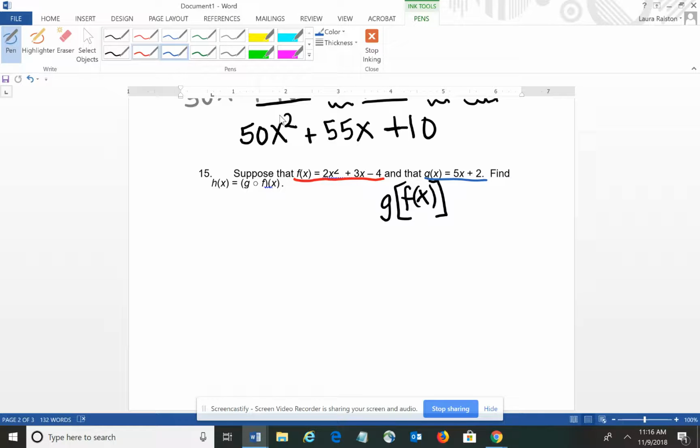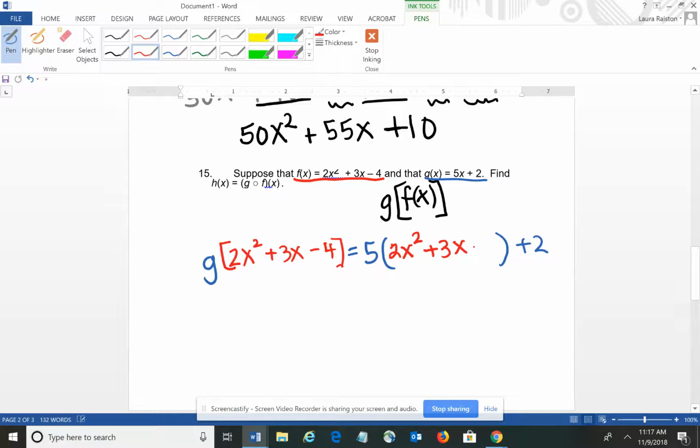And I begin by substituting x into function f. When I substitute x into function f, I have 2x squared plus 3x minus 4. And then I'm going to take that answer, as yucky as it may be, and I'm going to substitute it into function g wherever there is an x. So I'm going to have 5 times, and in place of x, I'm going to put the value I got for f, which is 2x squared plus 3x minus 4. And then again, we need to simplify.